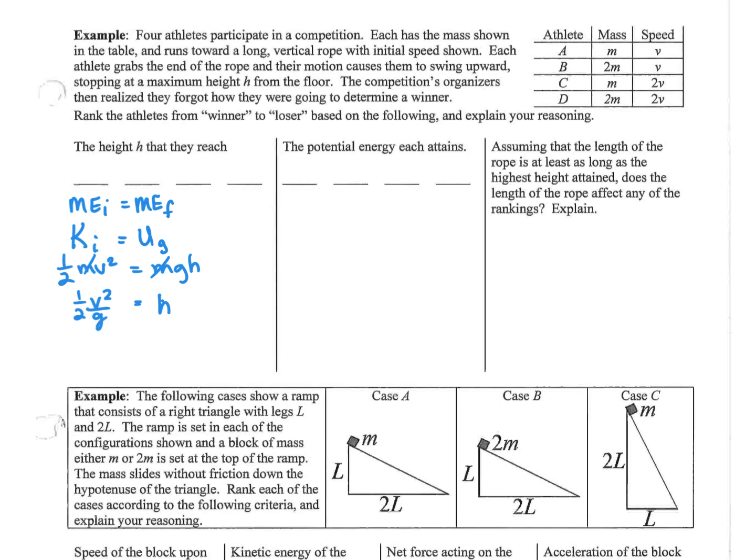So as our speed goes up, h goes up. So who has the greatest speed? Well, that would be C and D, so those have to be equal. And those are greater than the other two, which are the same speed, A and B. Now, the potential energy here, again, we have 1/2 mv squared equals mgh. But what does each one start with?